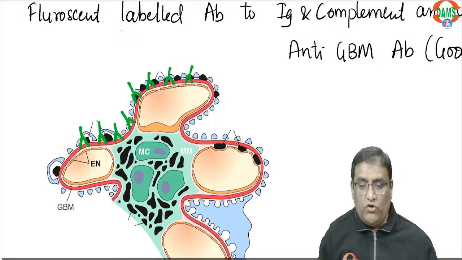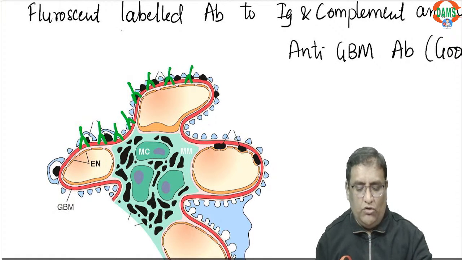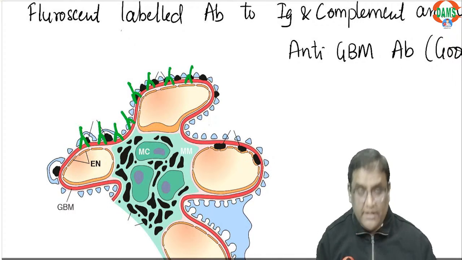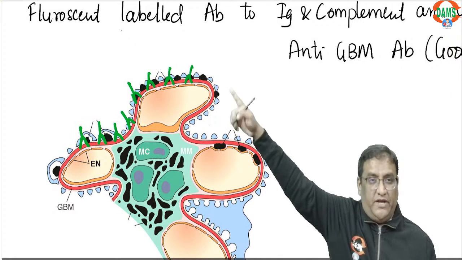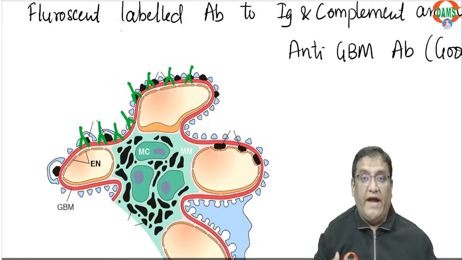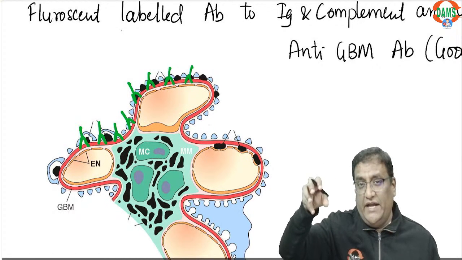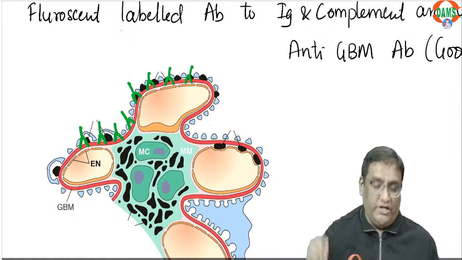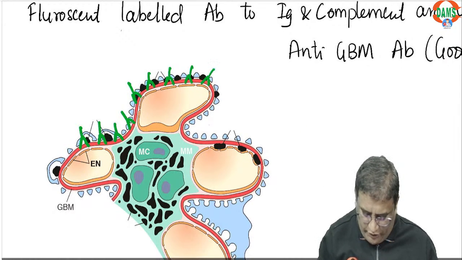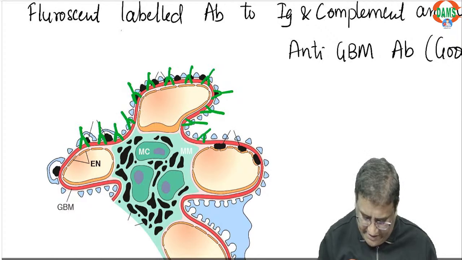So now, if I want to detect these antibodies, how do I detect them? Let me say this is IgG. If these are IgG, do I have an anti-IgG? The answer is yes, I have an anti-IgG. And this anti-IgG is already tagged with a fluorescent dye, isn't it? So I am going to add this anti-IgG now.